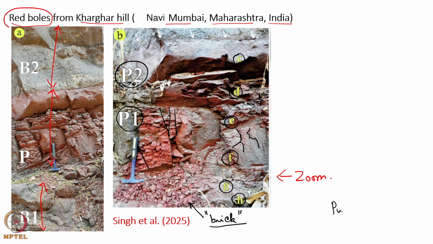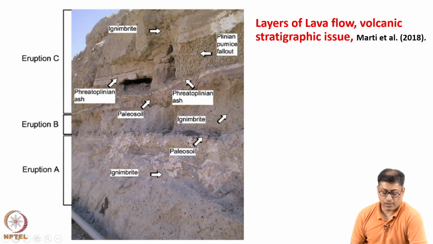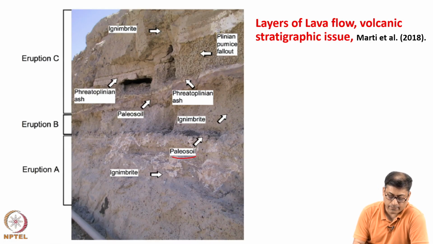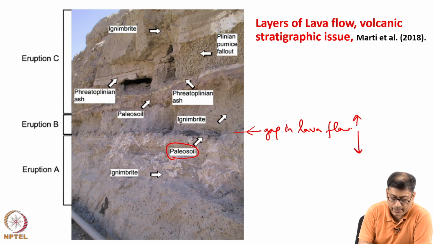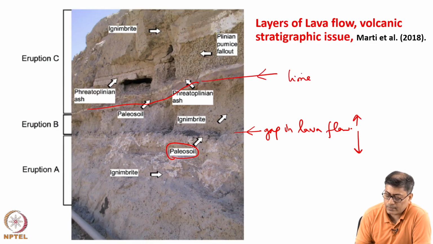Looks like so, not just in Mumbai. Deccan trap exposures in the Pune city at several places have got thick red bowl units. Here is an example of how, in vertical section, the layers of lava flow can look. One can find paleosol or paleosoil. This means a gap in lava flow. Where the lava flows, they will be at the bottom of this paleosoil and at the top of this layer. Then again another paleosoil layer has been found. This will indicate again a time gap.